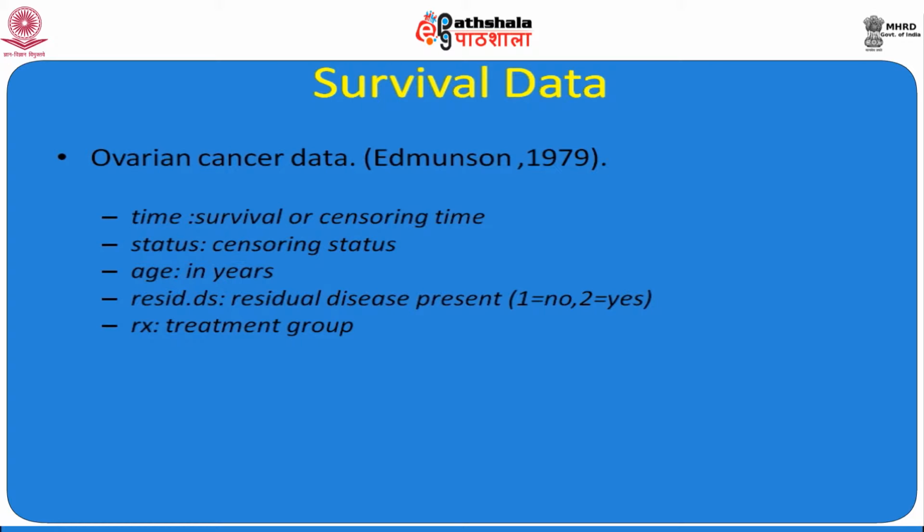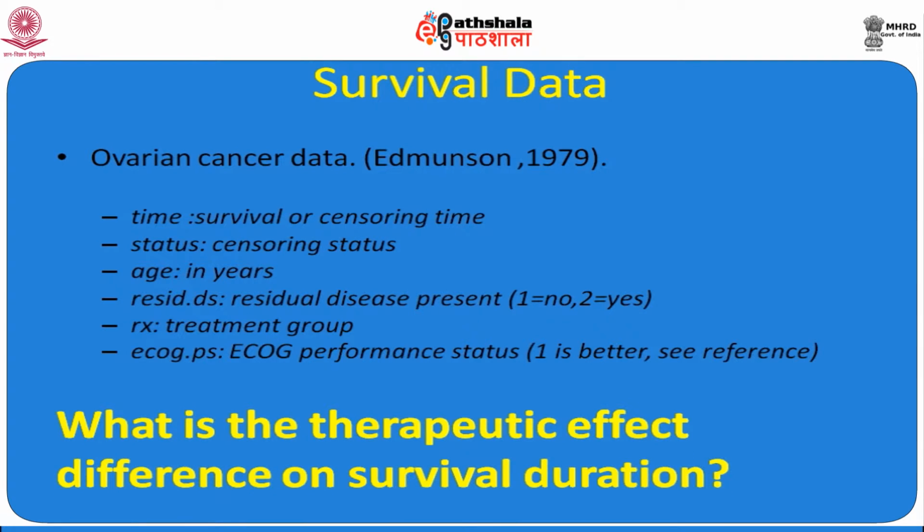Now, one treatment is taken as a reference group, and with respect to that, what is happening in the next treatment, the inferences are drawn from there. We will see how we can carry out the inference. Last but not least, the ECOG performance status is taken. The lower value of ECOG performance status is taken as better. Now the question is, what is the therapeutic treatment effect difference on the survival durations?